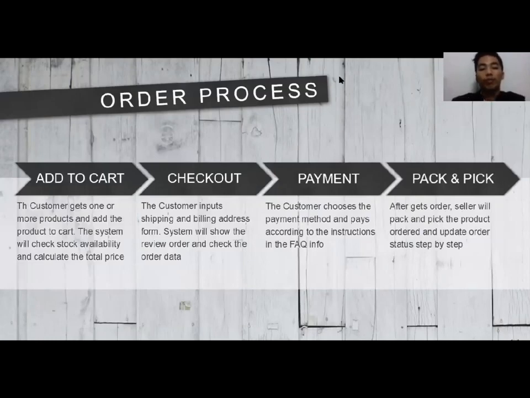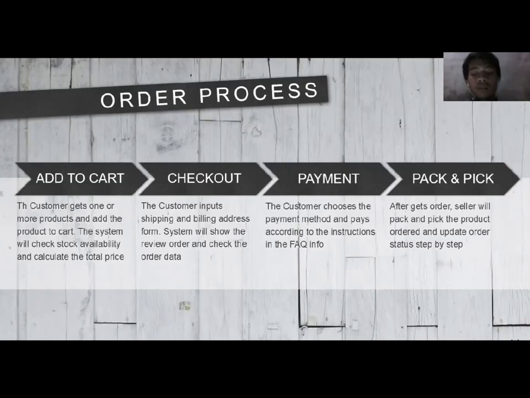The next is the order process. The order process begins with getting one or more products and adding the products to cart. The system will check stock availability and the total price. And this order process is called the checkout process. The customer inputs shipping and billing address form, and the system will show the order and check the order data.